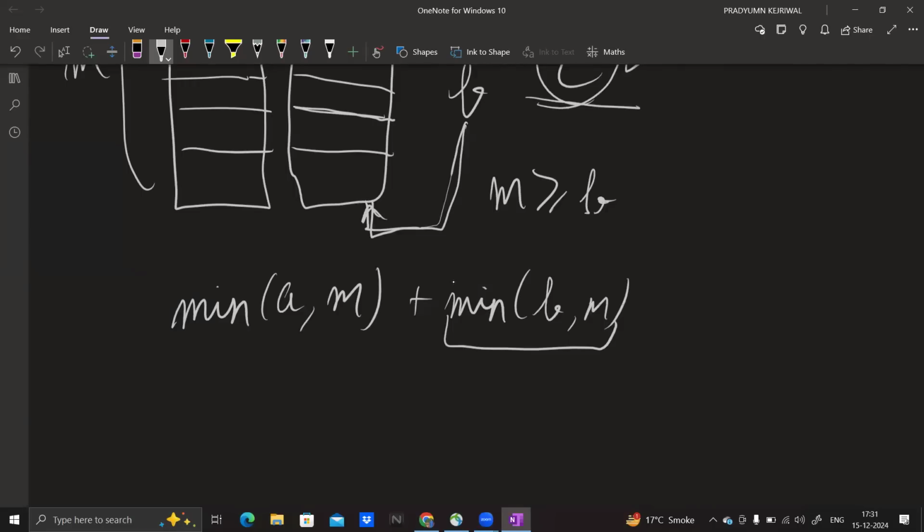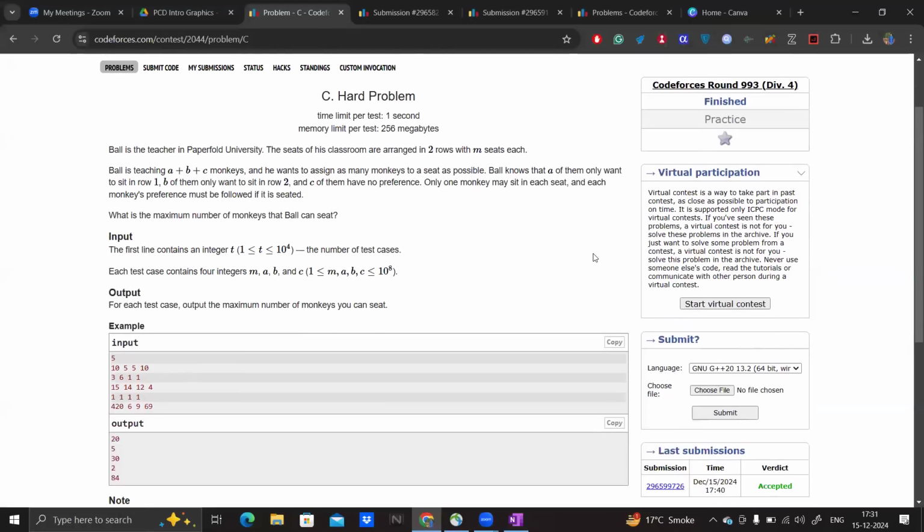So I can do 2M minus this, and I will get how many seats are empty, and then I'll fill them up with the C type monkeys if there are enough seats, right? That's the algorithm, and you can simplify this into, just a minute.